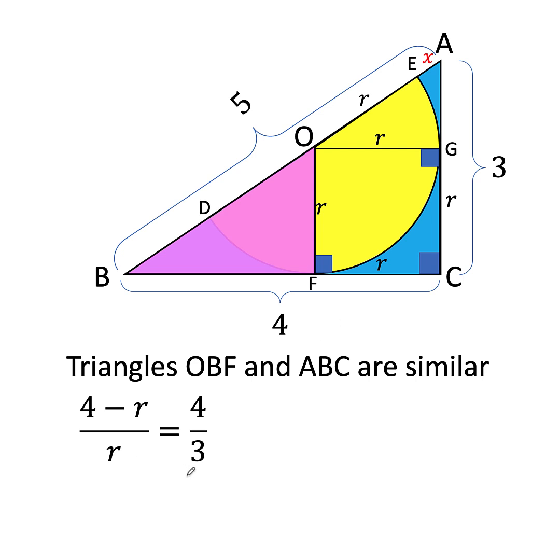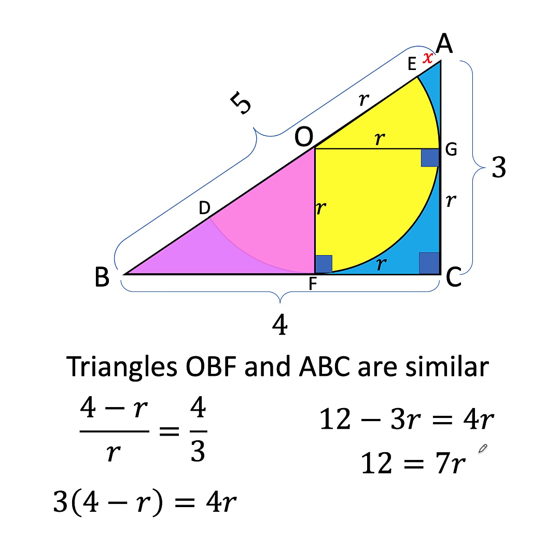Multiply both sides by 3R, which is equivalent to doing cross multiplication. We have 3 times the quantity 4 minus R equals 4R. Distribute the 3 to the binomial 4 minus R to arrive at 12 minus 3R equals 4R. And add 3R to both sides of the equation. And finally divide both sides by 7 to get R equals 12 over 7.